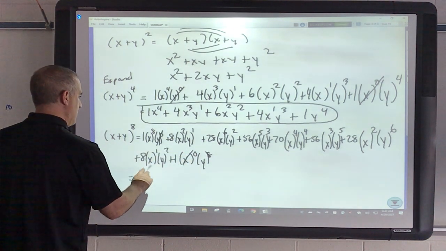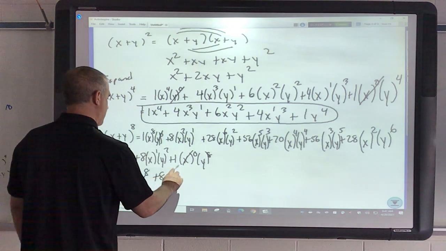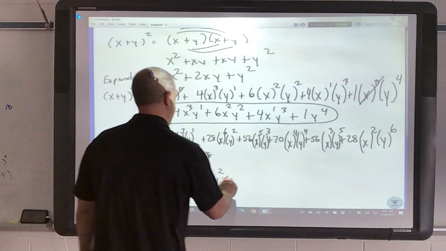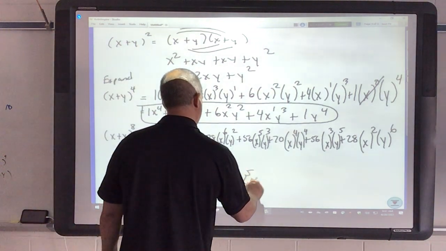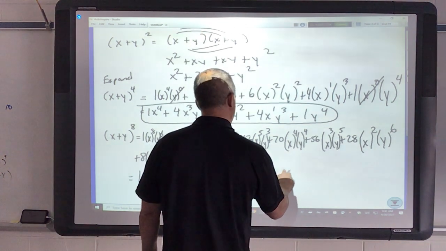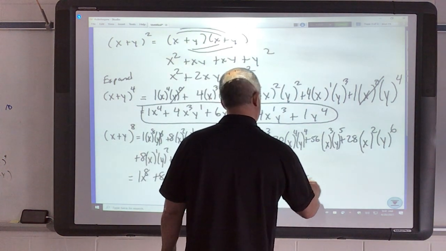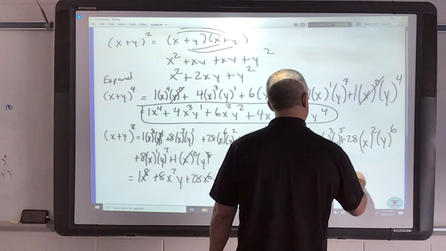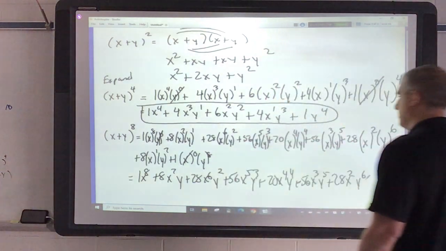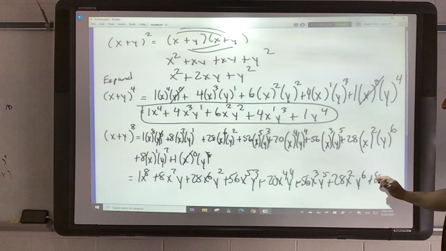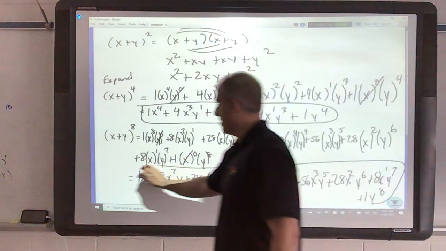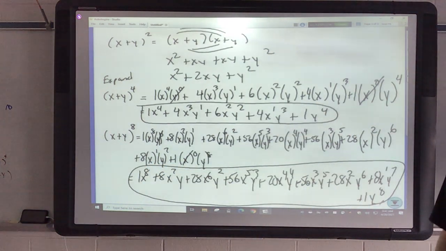This would be 1x to the 8th plus 8x7y plus 28x6y squared plus 56x5y3 plus 70x4y4 plus 56x3y5 plus 28x squared y6 plus 8x to the first y to the 7th, and the last part would be plus 1 y to the 8th. And that is an expansion of those basic things.